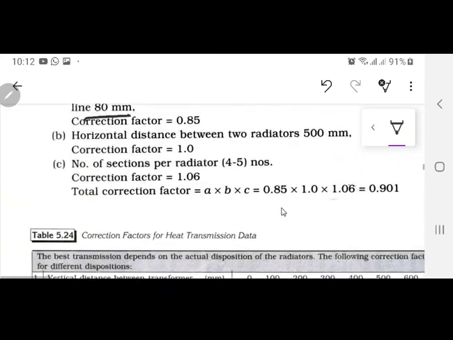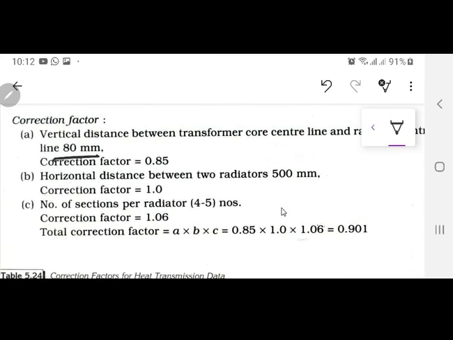Next thing, horizontal distance between two radiators. Yes, horizontal distance between two radiators.